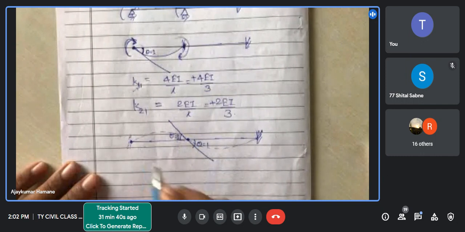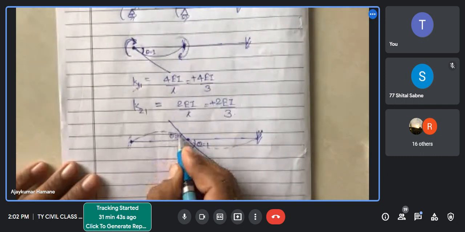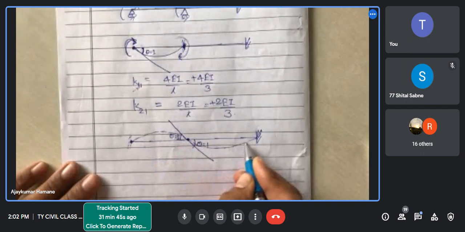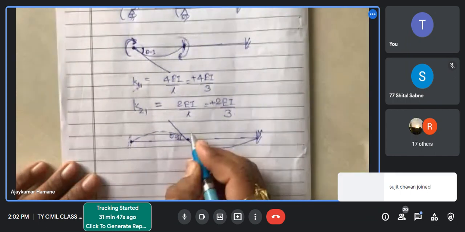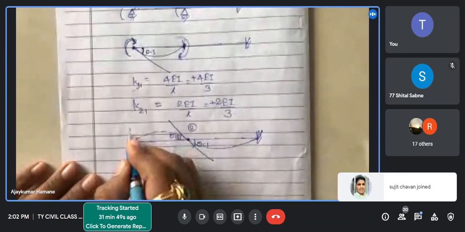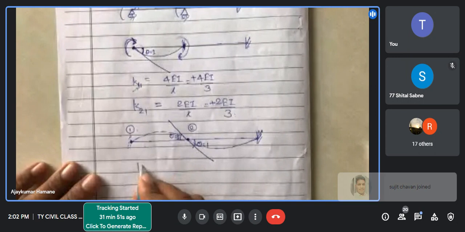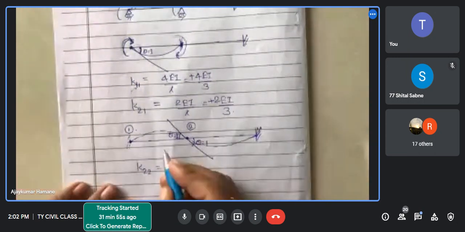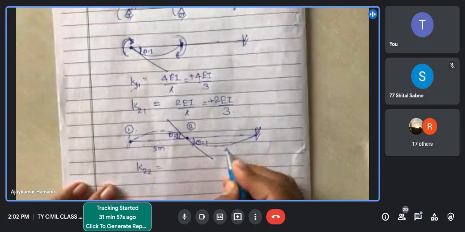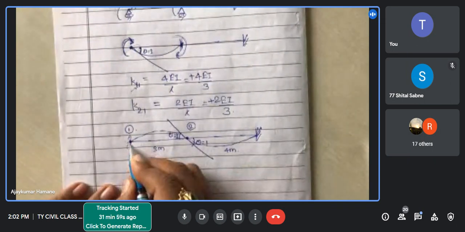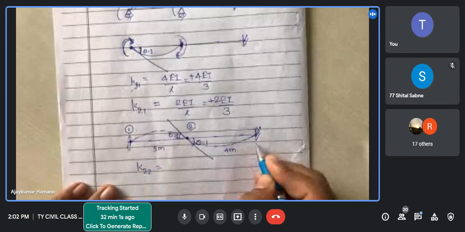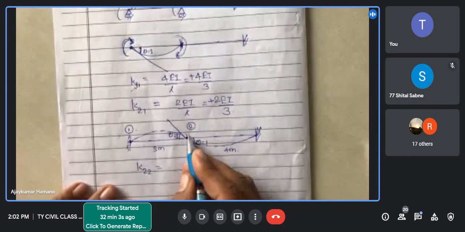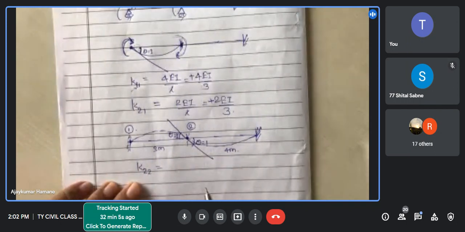This is the clockwise rotation, correct. So this is coordinate 2 and this is coordinate 1. So what is the K22? 3 meter, 4 meter. Now we have restrained this end also. This is restrained also. So what is the K22?